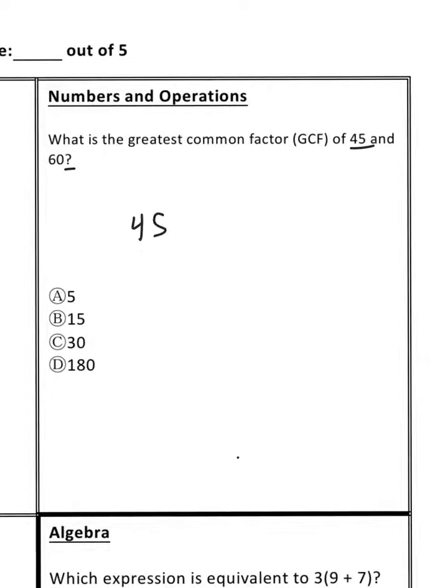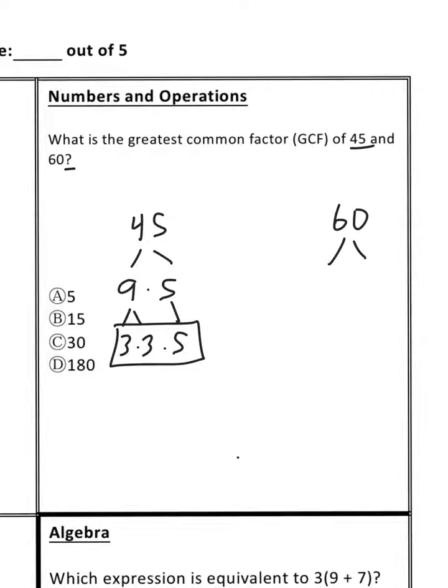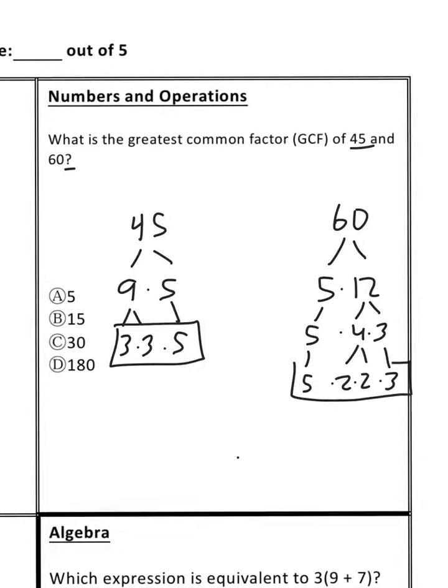So you start with 45, and then you do 60. 45, I'm going to do 9 times 5. 9, I'm going to split into 3 times 3. Don't forget to bring the 5 down. 45 is done. 60, I'm going to do 5 times 12. Bring down the 5. 12, I'm going to do 4 times 3. Bring down the 5. Split the 4 into 2 times 2. And bring down the 3. They are all prime numbers.